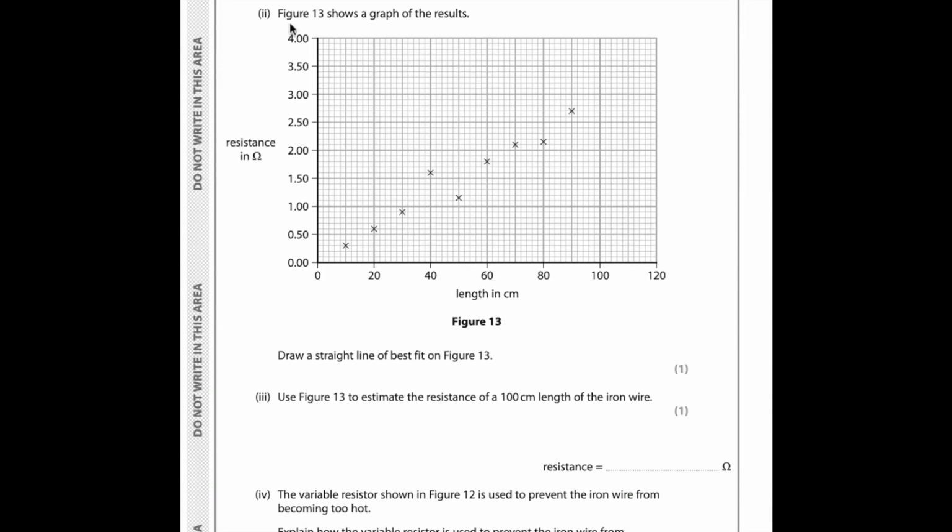Part 2. Figure 13 shows a graph of the results. Draw a straight line of best fit on figure 13. Right, what we got? Length along the bottom, resistance up the side. Well, if the length is 0, the resistance is going to be 0. So we know that the line of best fit has to go through 0, 0. Now the way I like to do it is just start from 0, 0 then.